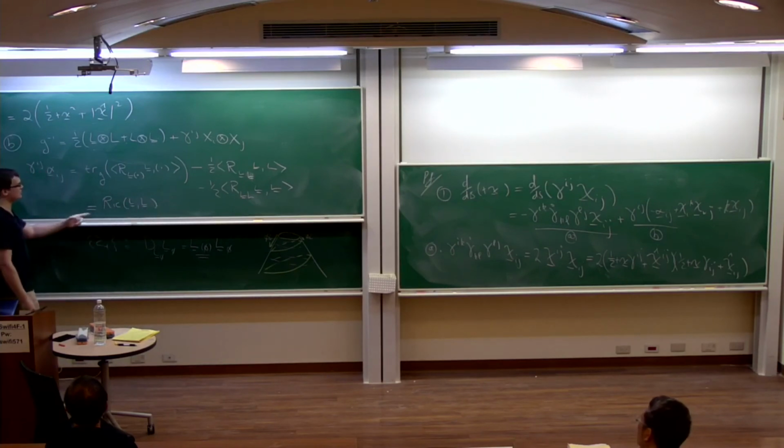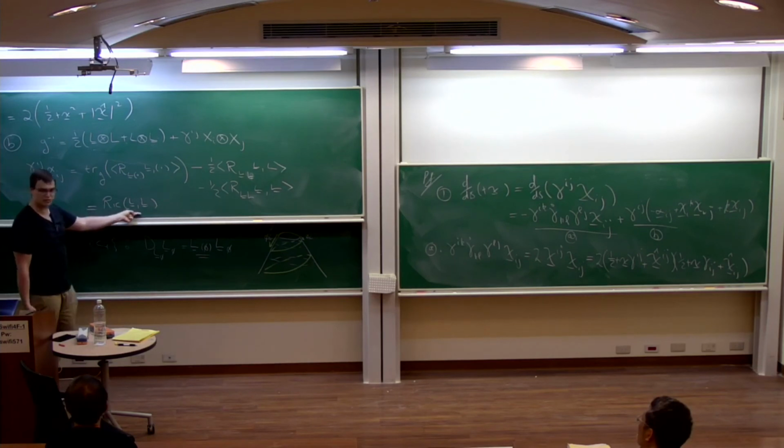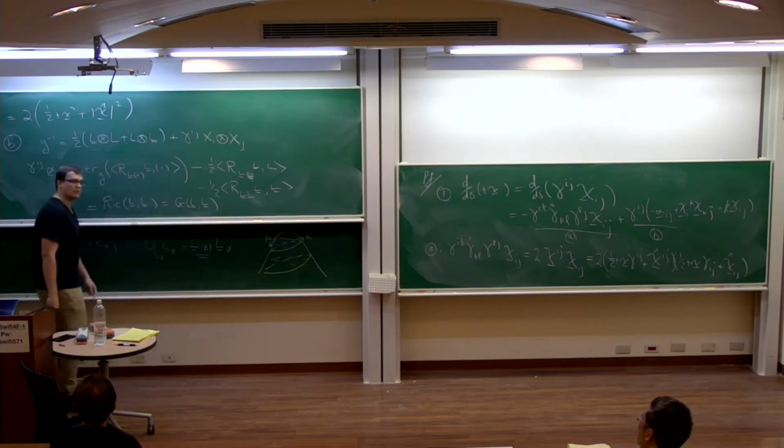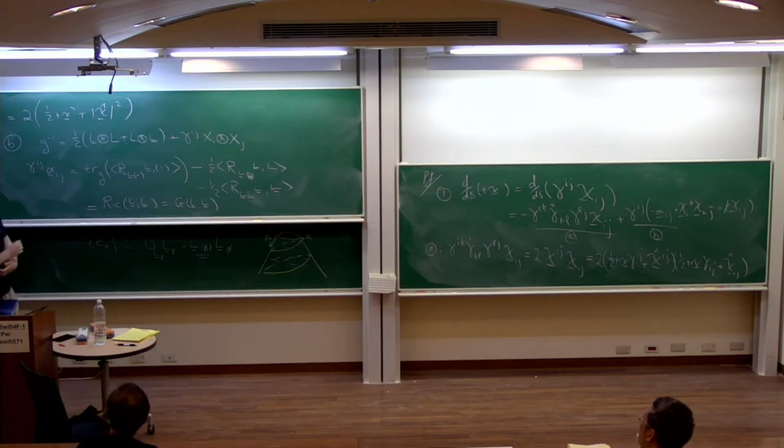But now notice, what is the difference between Ricci and Einstein? It's a metric component, and you're plugging in two null vectors. So this is exactly G L bar, L bar, because L bar is null. And there you go.